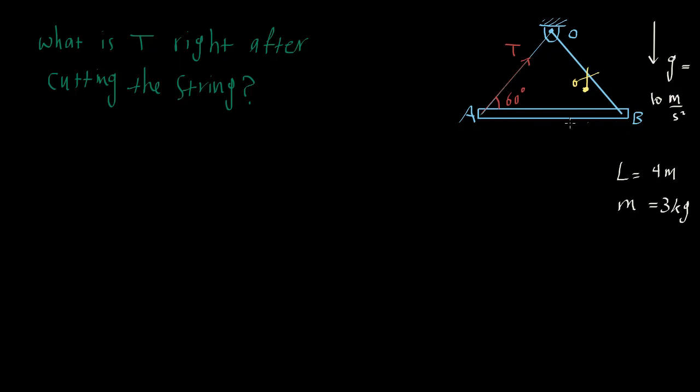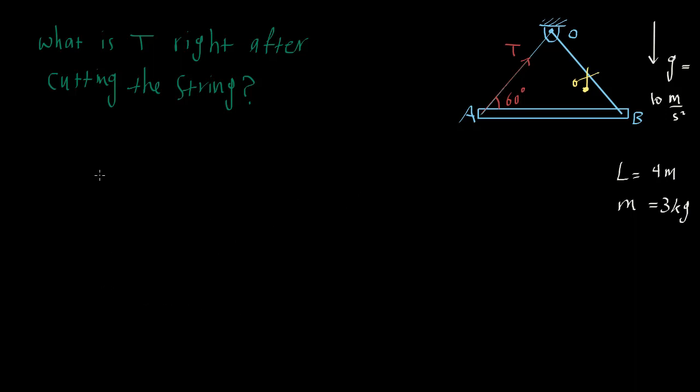The length of this rod is 4 meters, its mass is 3 kilograms, and we have the gravity in this direction, downward direction. So again, let's start by drawing the free body diagram and then writing the Newton's and also Euler equation for rigid bodies.